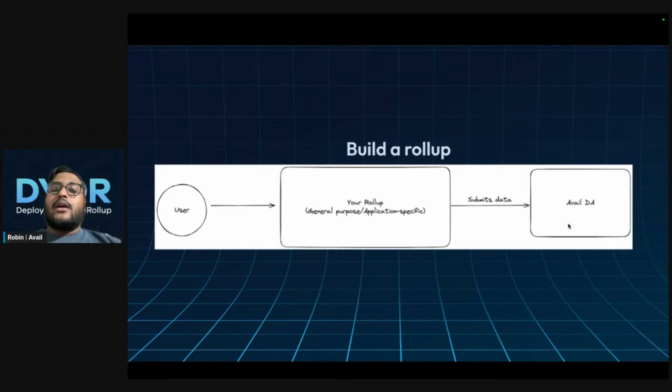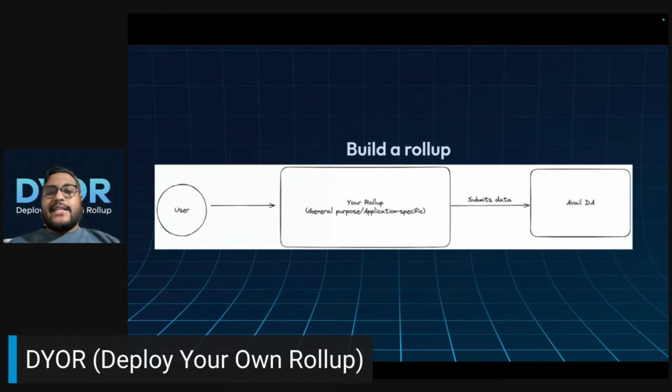This means that you will obviously need an Avail wallet and some funds on the Avail network that is connected to this rollup infrastructure in some way. I will go through all of that really soon. But essentially, it's very simple. You have a rollup running, you submit some data, it goes to Avail DA, right?